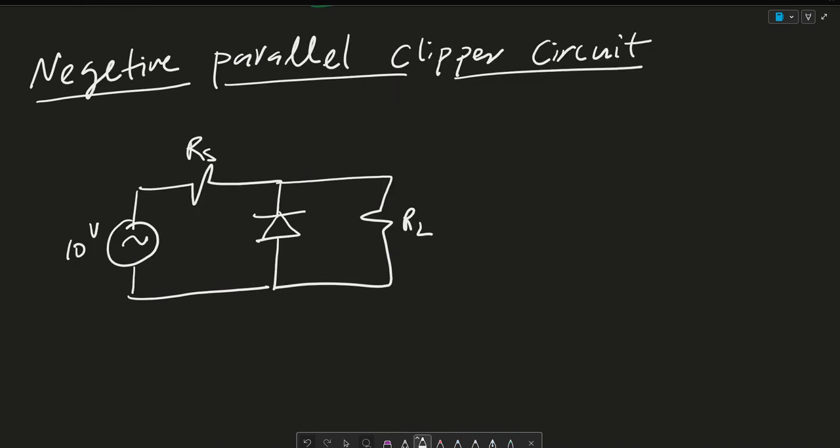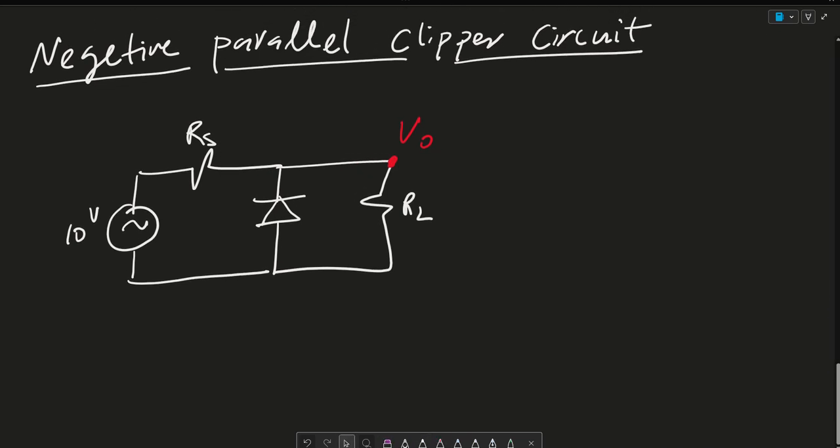So in this configuration, we have a negative parallel clipper circuit simply because if this is my V out, it is in parallel with this diode. Okay, so let's go ahead and analyze this.